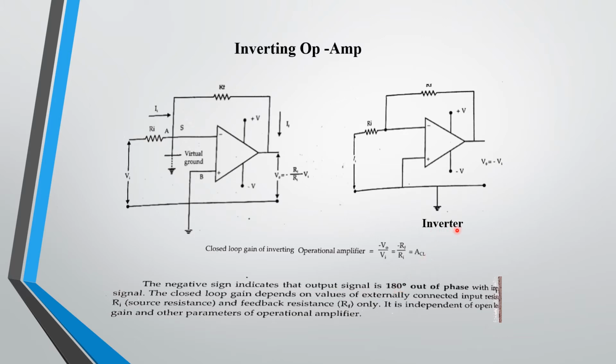Now in this inverter circuit diagram, if the values of Rf and Ri are both equal, then the term Rf upon Ri comes as 1. So Vo is equal to minus Vi. Whatever input voltage we apply, we will get the output exactly 180 degrees out of phase. For example, if 1 volt is the input voltage, the output voltage will be minus 1 volt. That will be observed.